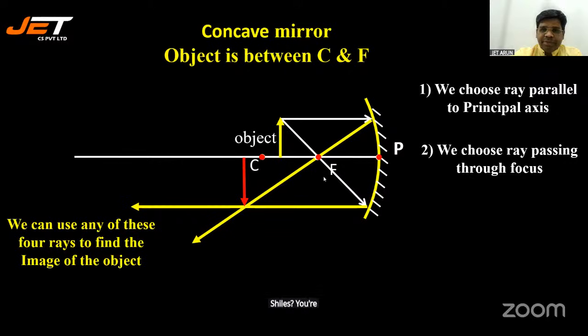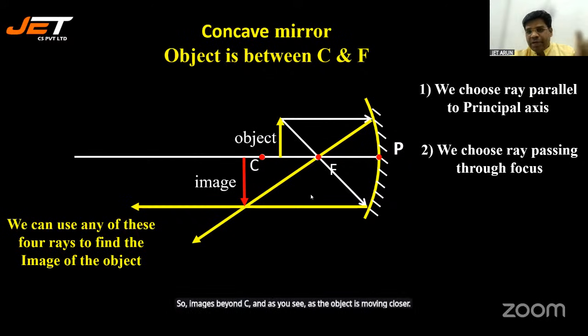You're all right. So the image is beyond C. And as you see, as the object is moving closer, the image is going far away from the mirror. The object is going closer to the mirror, the image is going away from the mirror. The object is going towards the mirror, the image is going away from the mirror.